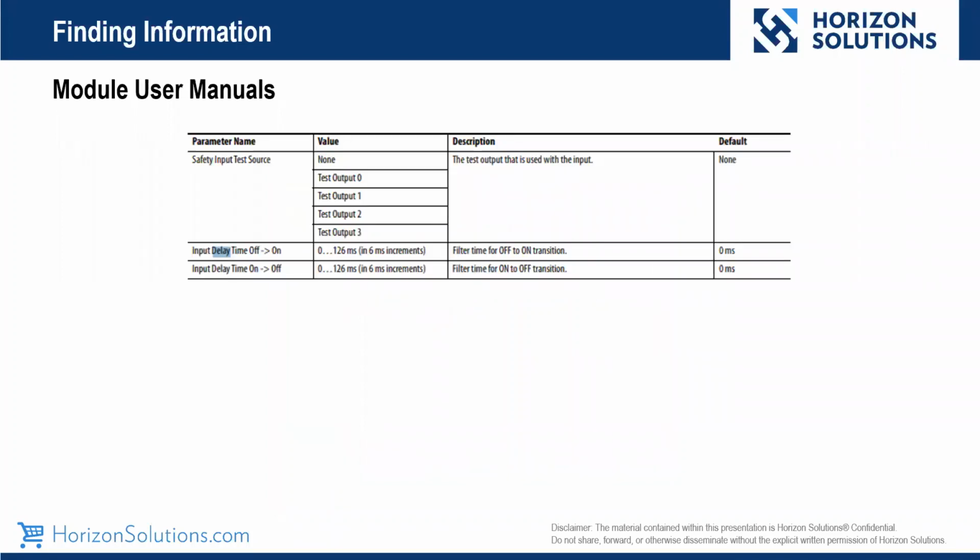Finally, we'll move on to the user manuals. This is just a very brief example, but here you can see where we would find the input module delay there of, in this case, 0 milliseconds is the increment that it is set at. This filter setting can be changed. Now we'll move back to our second example.